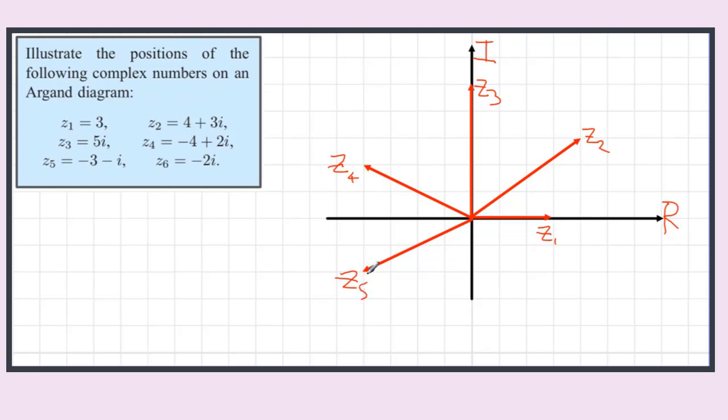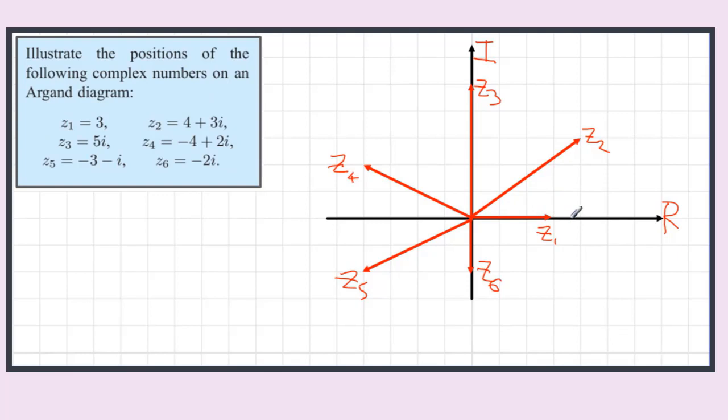And finally, z6, minus 2i. So that is purely imaginary. It needs to be minus 2 on the imaginary axis. So that goes down here. z6. I've just scaled everything 1, 1, but I suppose technically I should really have said where those points were.